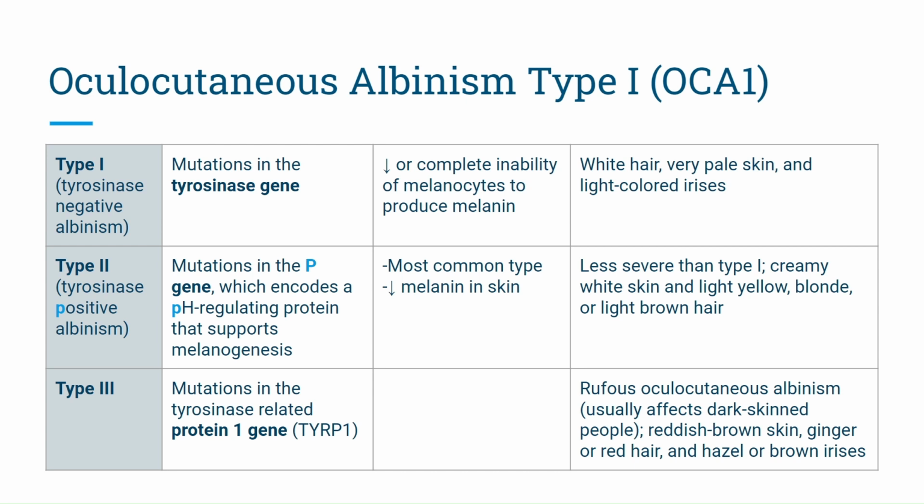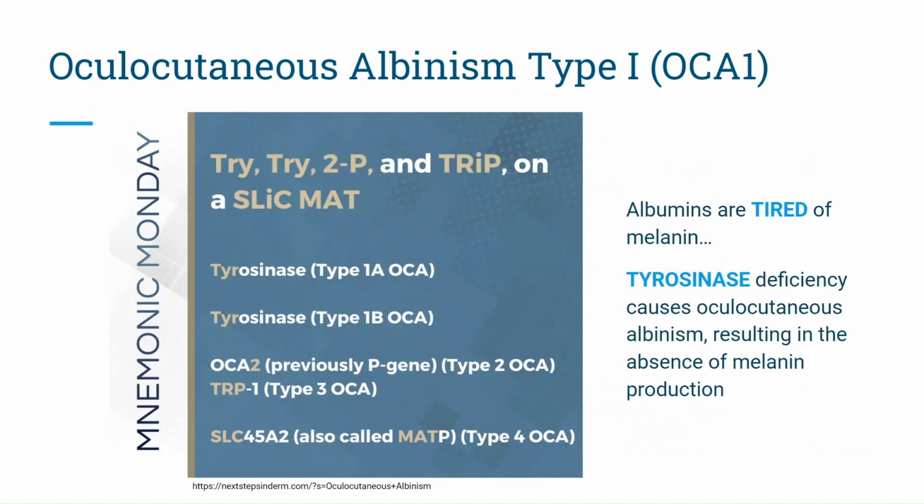There's also a type 3 albinism. That is a mutation in the TYRP1 gene. Usually this is called rufous oculocutaneous albinism, where you get reddish brown skin, ginger red hair, hazel or brown irises. So not quite the light hair, blue-eyed look of the other two.